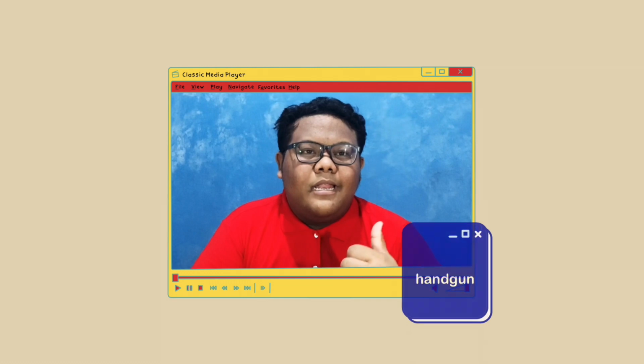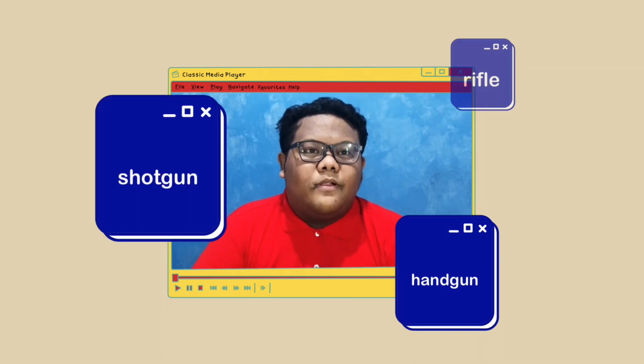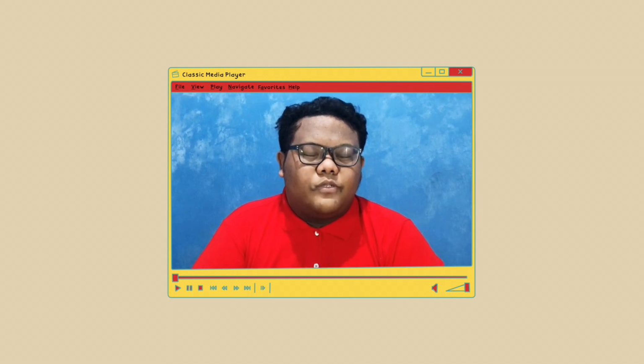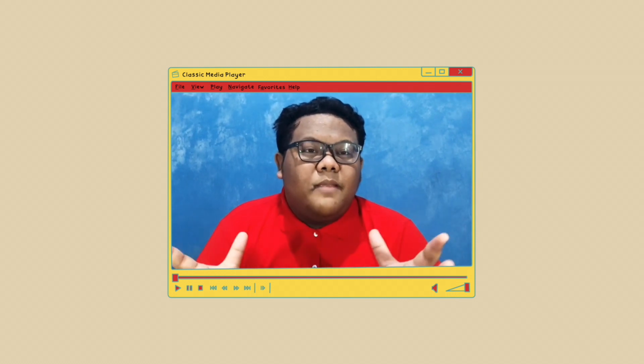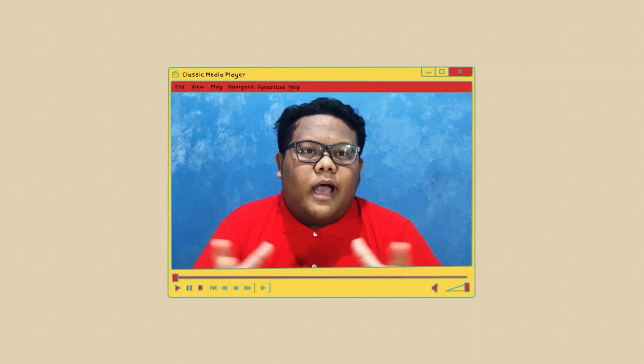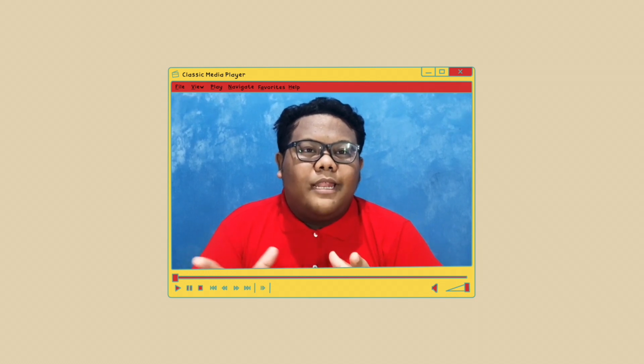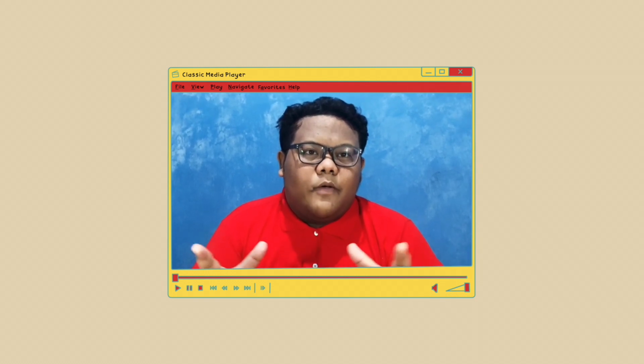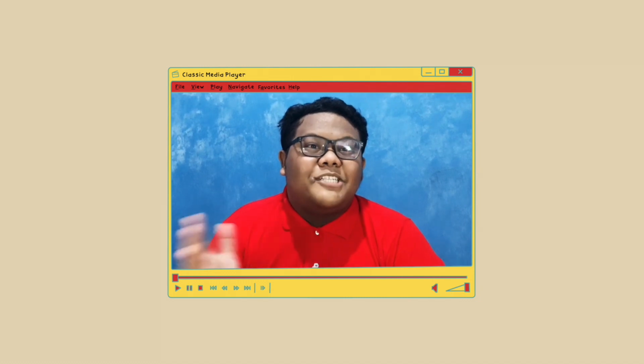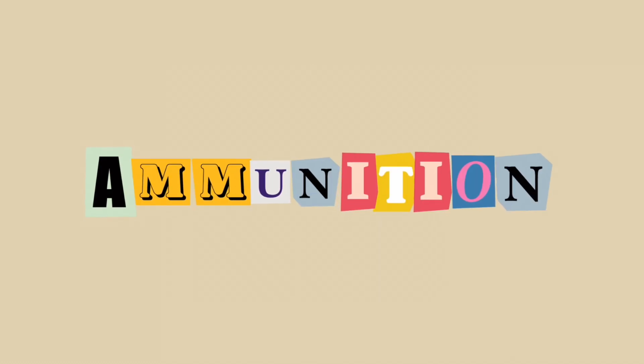There are three types of firearm: handgun, shotgun, and rifle. Different types of firearm have different uses. There are many more things you can learn about firearms, but this is all I can share with you right now. So let's move on to the next part, which is ammunition.